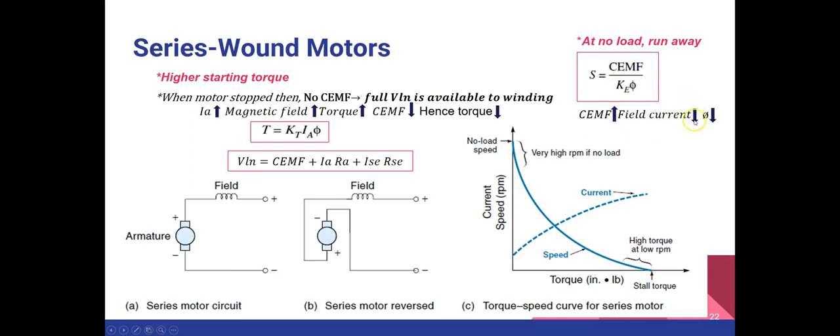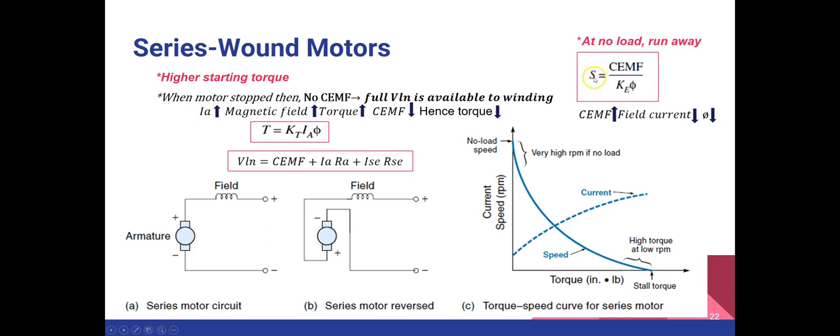So when this field current reduces, then our magnetic field, this phi is your magnetic flux or magnetic field, you can say, also reduces. So when it reduces, what will happen? You can see through this equation, if the flux is reduced, then the speed will increase. You can see there is an inverse relationship between the magnetic flux and the speed. So if the flux is reduced, then the speed will increase.